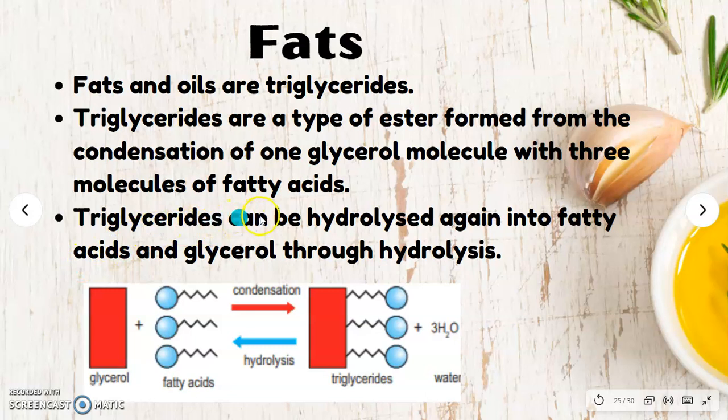A triglyceride can be hydrolyzed again into glycerol and fatty acid through hydrolysis. So this triglyceride can be broken down into glycerol and fatty acid by hydrolysis in the presence of water. That is fat.